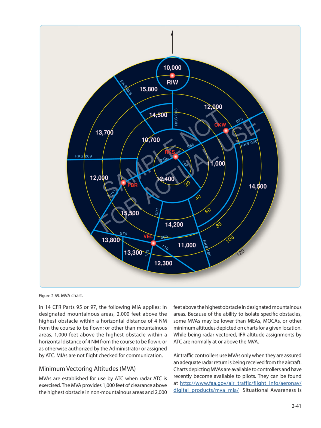MIAs are not flight checked for communication. Minimum vectoring altitudes, MVAs, are established for use by ATC when radar ATC is exercised. The MVA provides 1,000 feet of clearance above the highest obstacle in non-mountainous areas and 2,000 feet above the highest obstacle in designated mountainous areas.